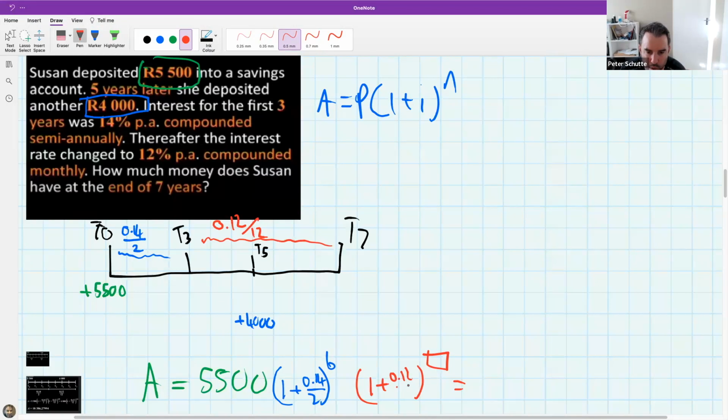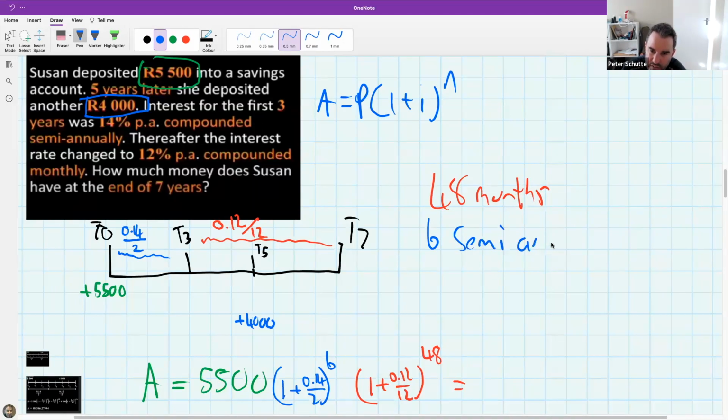And I can just pull the interest rate off here. And then I ask myself, how many months are there in the 4 years from the 3rd to the 7th year? So it's 4 years times 12, which means this must be 48. So for the red one, there's 48 months that it needs to grow for. For the blue one, it was 6 periods of 6 months, or 6 semi-annuals, or half years. 6 half years.